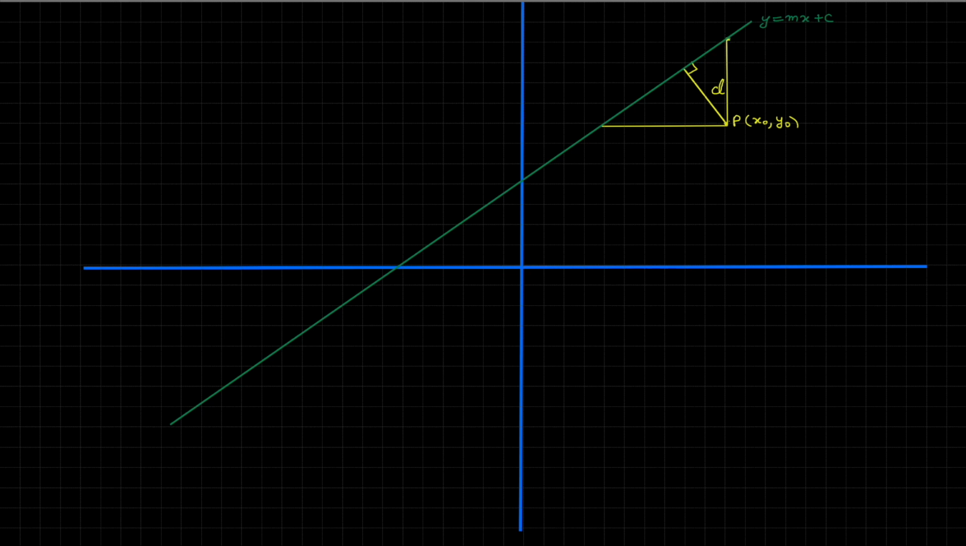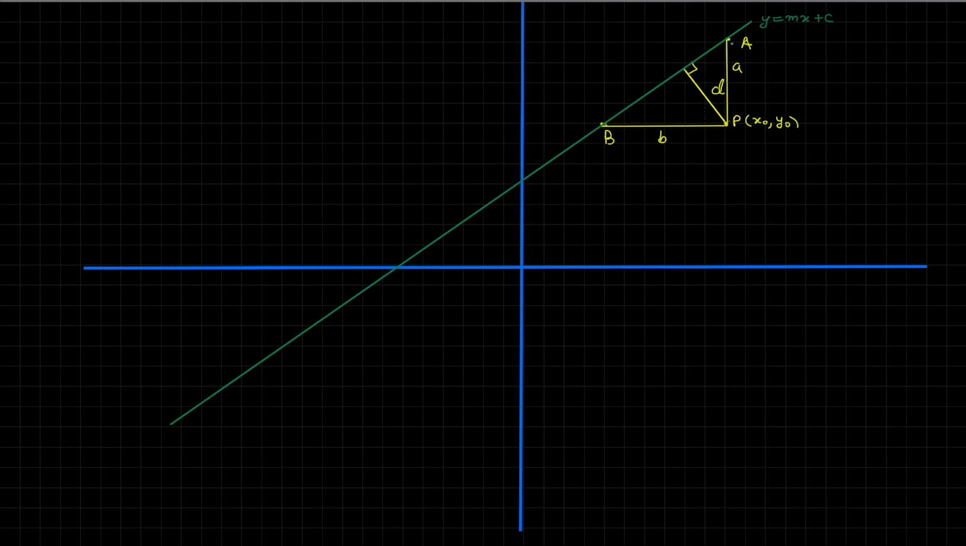I'm also going to label these points for clarity, the point A and point B, and also the corresponding lengths. I'm going to label lowercase a and lowercase b. The idea of the proof is to rewrite d in terms of a and b, as a and b are much easier to calculate than d directly.